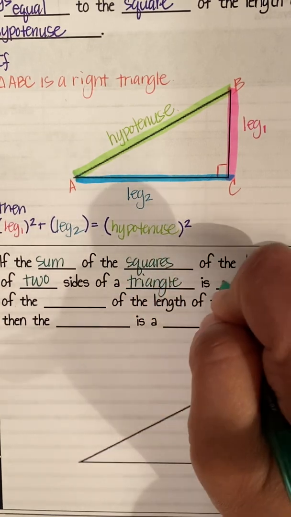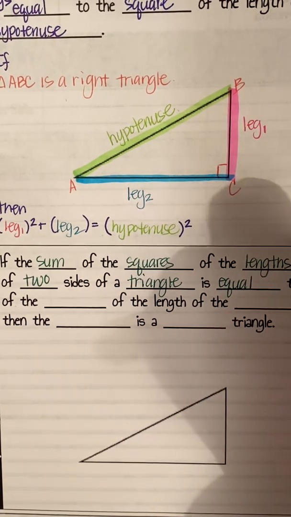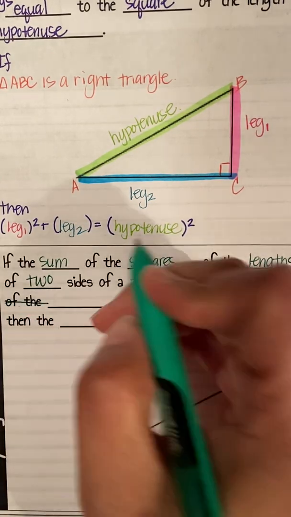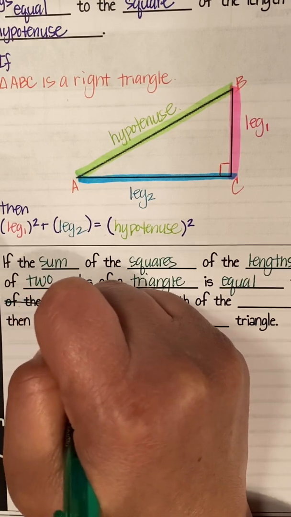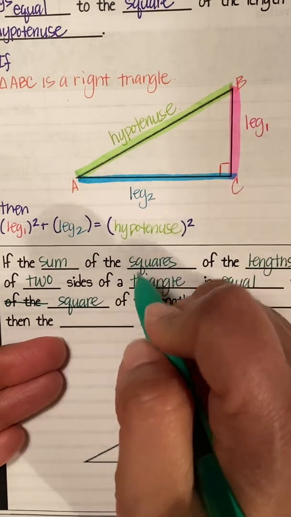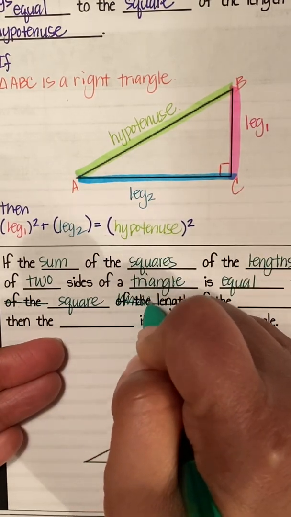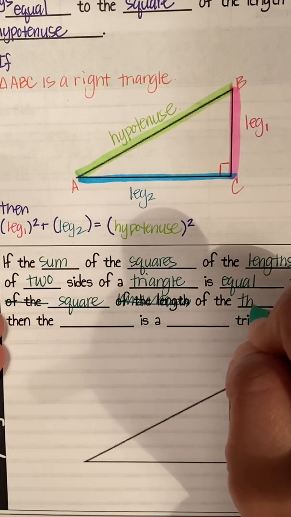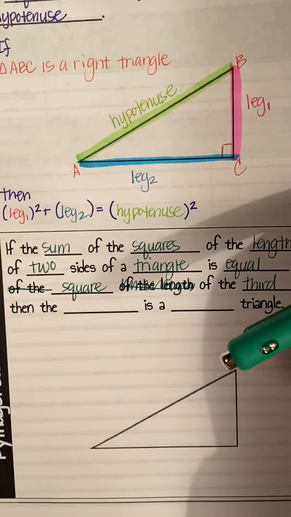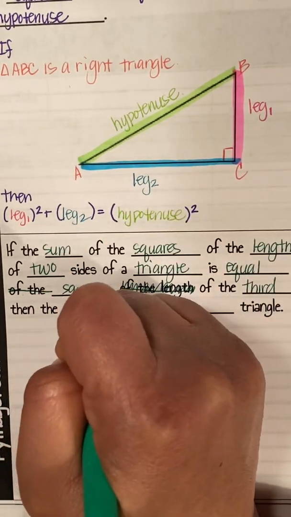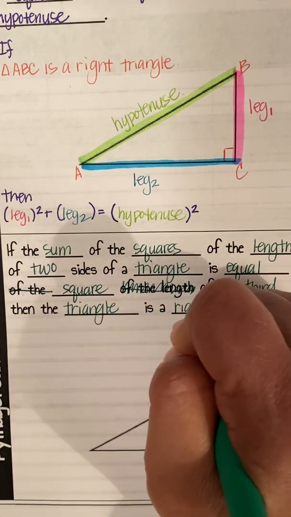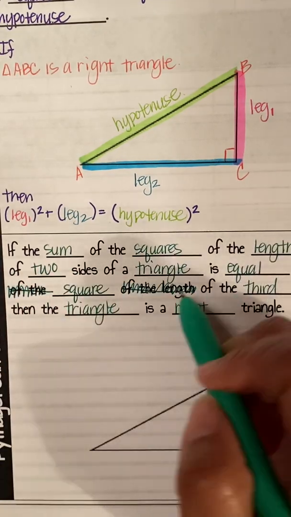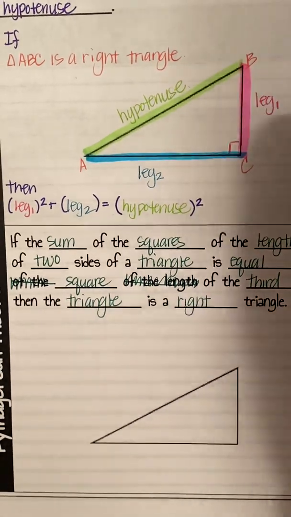is equal to the, now we have some mistakes going on here, so we're going to cross this out, and this is going to be square. We're going to cross out of the length. We just made a mistake. Scratch it out. So it should be square of the third side, then the triangle is a right triangle, okay? So make sure you cross out these pieces I told you to, the first of the and the of the length, okay?